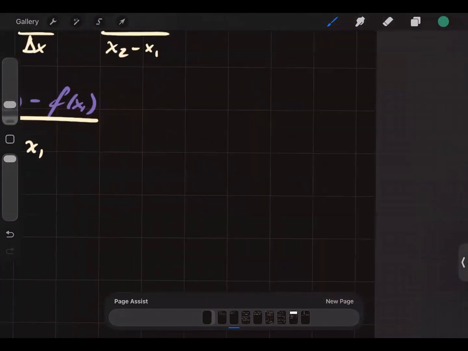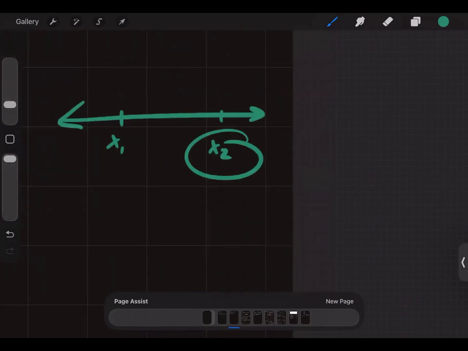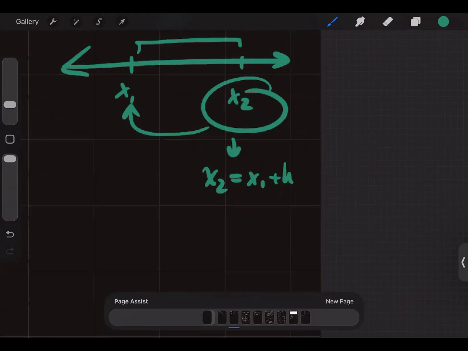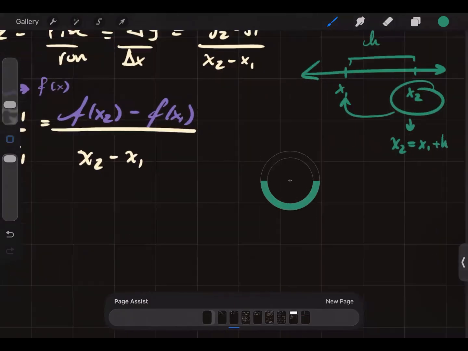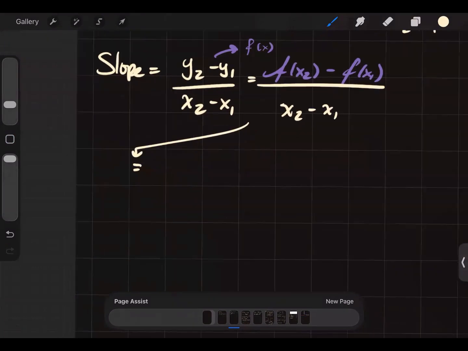But if we look at it another way, on a number line, x1 and x2 are drawn like this, and the question is, can we write x2 in terms of x1, given some distance h? The answer is yes, we can. x2 can be written as x1 plus h, the distance. And so that means we can just replace x2 with x1 plus h, so it's going to give you f of x1 plus h.